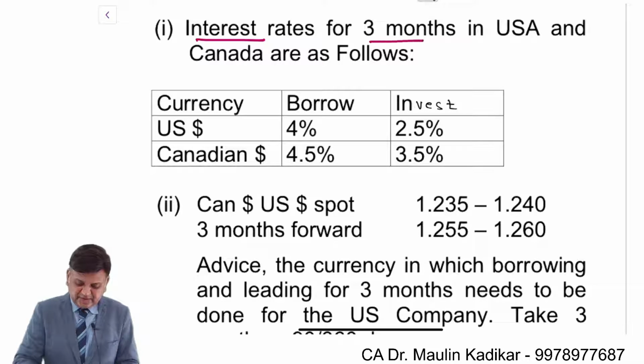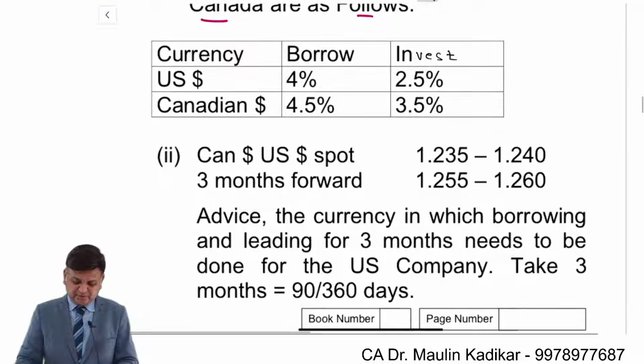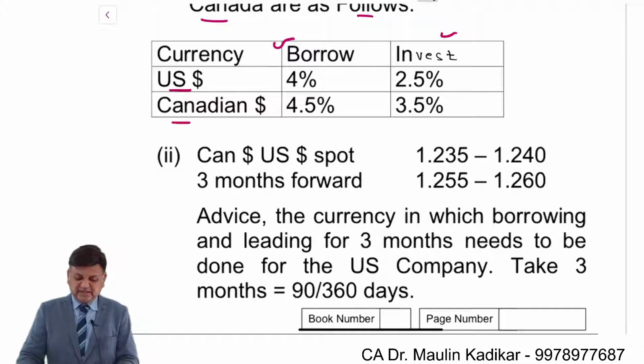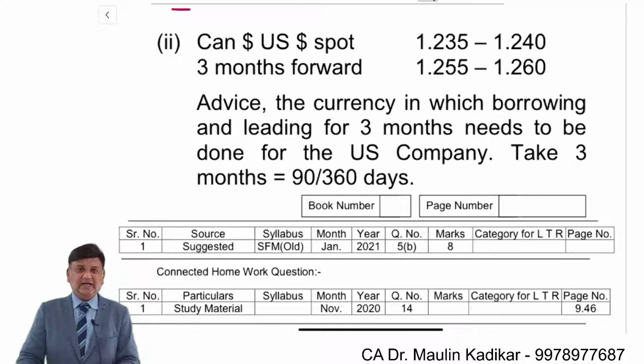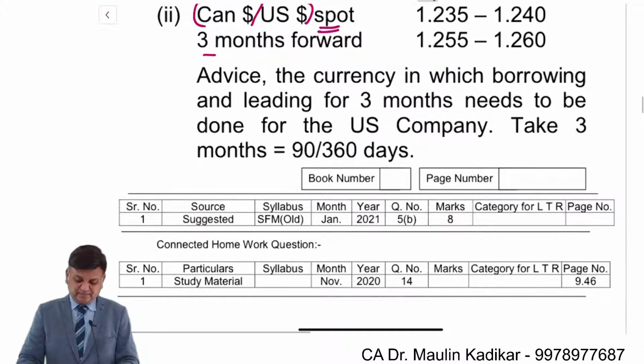Interest rates for 3 months in the United States of America and for Canada are as follows. For dollar currency and for Canadian dollar currency, for borrowing and for investment, rates have been provided to us. Always logically we understand that the rate of interest for investment is lower and the rate of interest for borrowing is higher. Spot exchange rate is given to us in Canadian dollar per dollar, and the 3 months forward exchange rate is given. Again it is Canadian dollar per dollar.